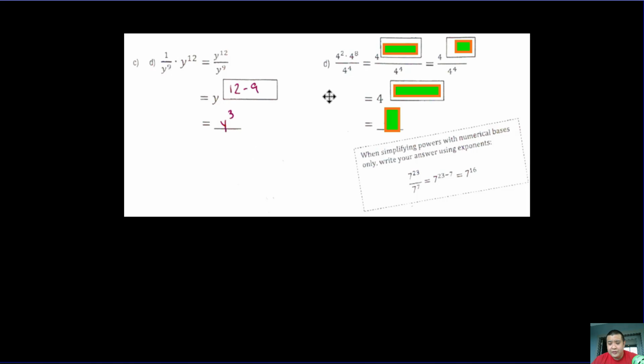Here, we're going to have to use both the product property and the quotient property. Remember that whenever you're dealing with a fraction, you always want to simplify both the numerator and the denominator first. The denominator is already simplified, there's nothing to do here, but in the numerator we can do this multiplication right here to simplify it. So 4 to the 2nd times 4 to the 8th. You simply add the exponents together for the product property, which gets us 4 to the 10th. And then we're going to use the quotient property to divide. And so that's 4 to the 10 minus 4, which gets us 4 to the 6th.